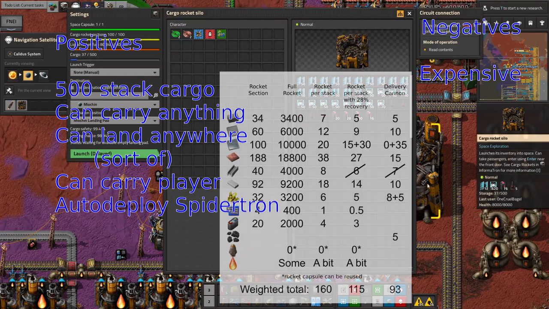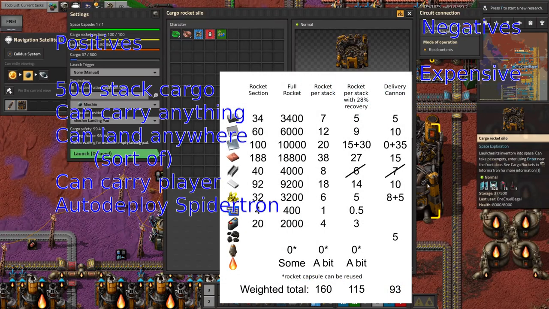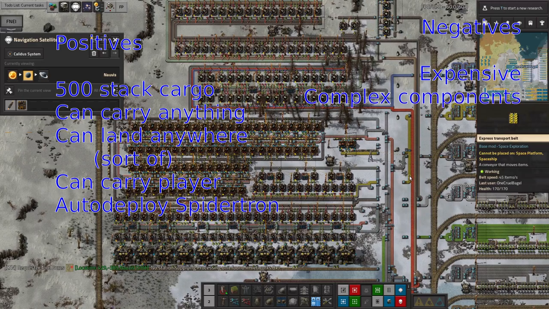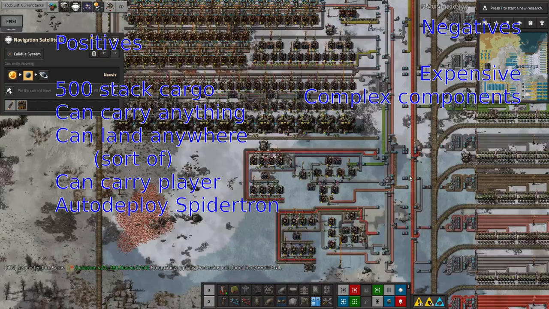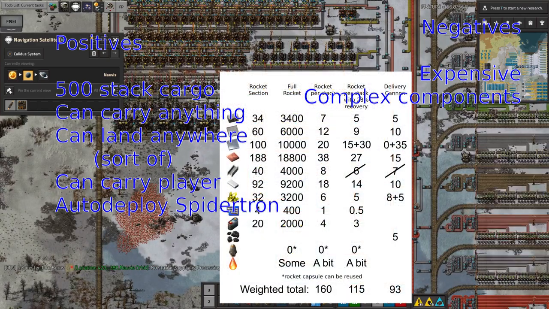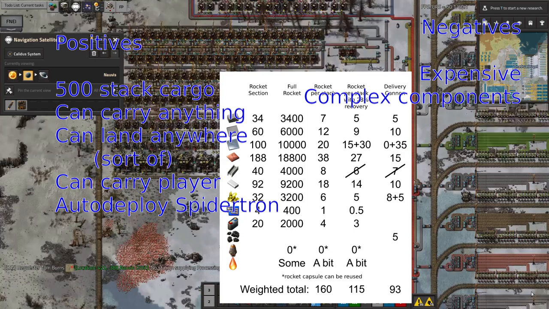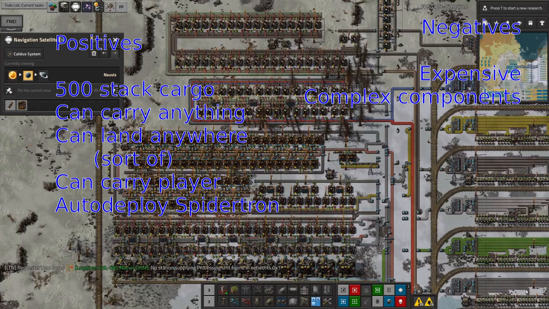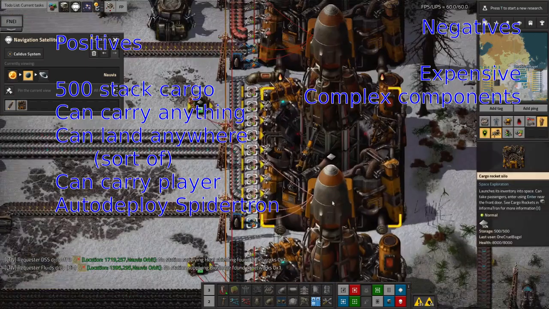Where the delivery cannon capsule costs about 93 resources to make, the rocket costs about 80,000, and the assembly is significantly more complicated, using much more advanced intermediate components, as you can see here. Because the rocket carries so much cargo, this isn't quite as bad as it seems. Per stack, the cost is only 160 resources, however the construction process is still complicated enough that I wouldn't want to build it up in an outpost.